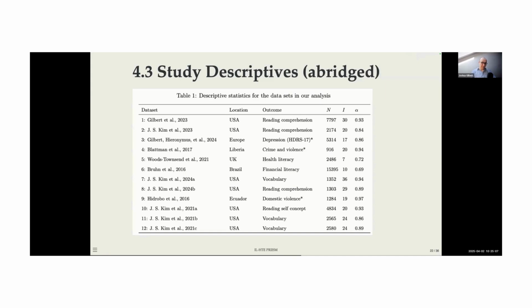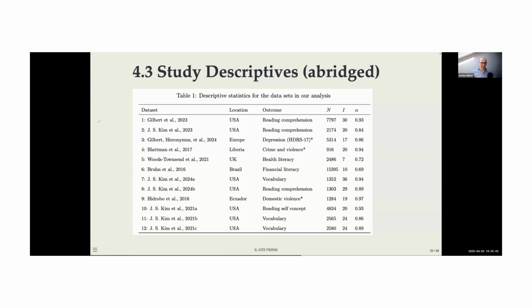Just to give a sense of some of these data sets, I'm not listing all 75 here, but these are just the first 12. I want to point out a few things. We have a range of geographic locations from the US and internationally. We also have a real range of outcomes. We have some things that are really common, like reading comprehension, but also things that are a little more niche, like financial literacy, indicators of crime and violence, reading self-concept and so forth. So we have a really wide range of measures of populations, adults, children, different types of interventions.